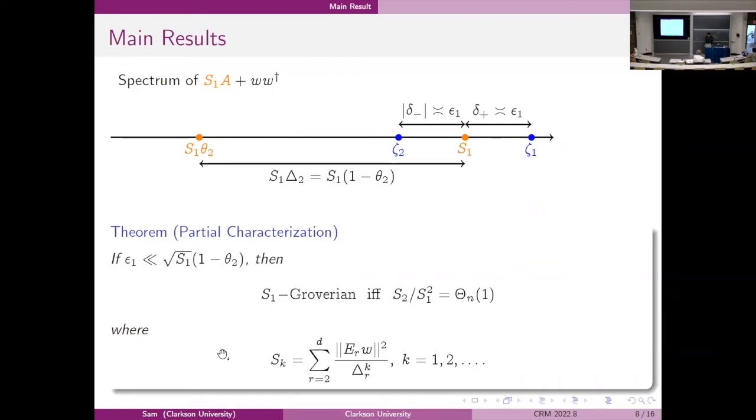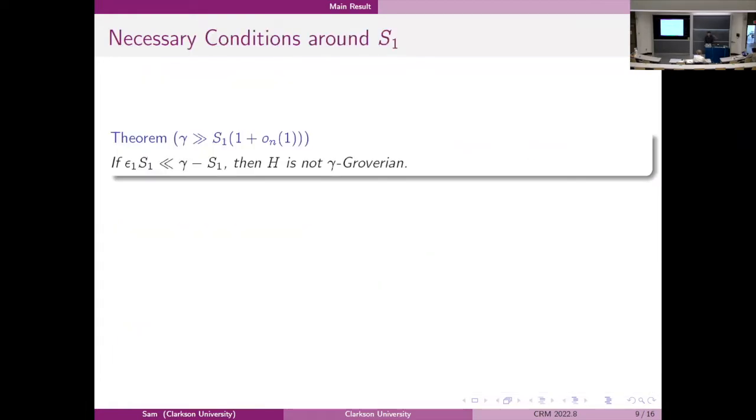Okay, and here the S is called the search parameter, and it's defined by S_k equals the sum where we get rid of the principal eigenvalue, and then sum over all the shadows and divide by the spectral gaps, for k equals 1, 2 all the way. But here we only focus on k equals 1 and 2. That's the general necessary condition and a partial characterization for the covariance.